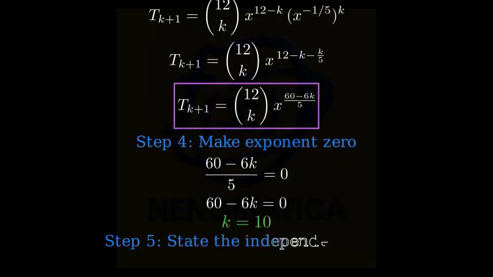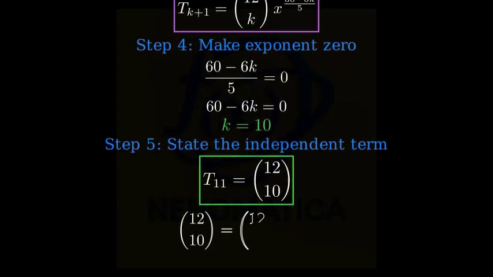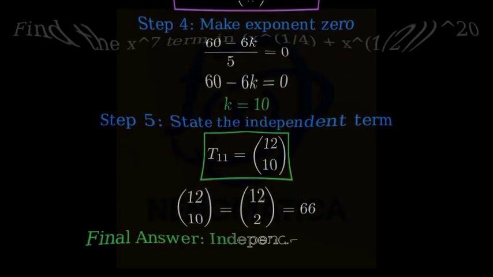Step 5. The independent term corresponds to k plus 1 equals 11, so the term is t sub 11 equals binomial 12 choose 10. We may also evaluate this as binomial 12 choose 2, which equals 66.